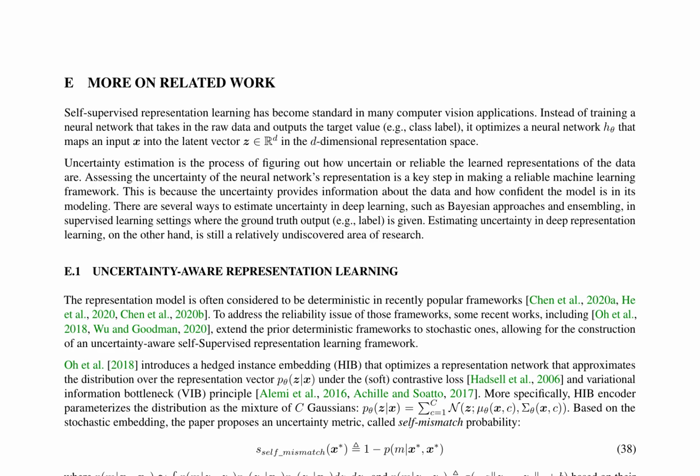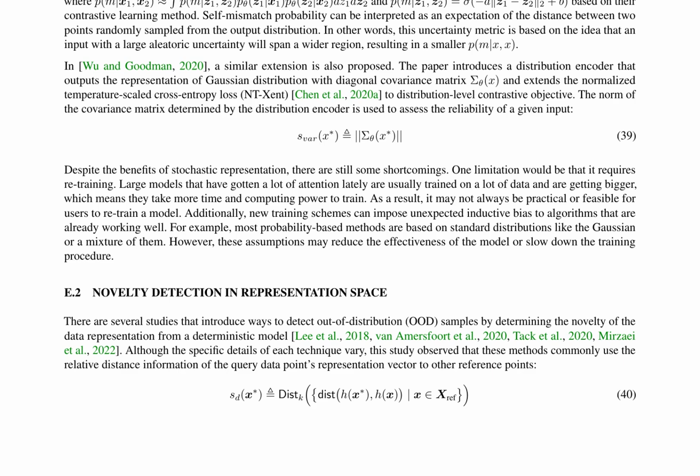frameworks. Oh et al. introduced a hedged instance embedding, HIB, that optimizes a representation network approximating the distribution over the representation vector p_theta(z|x), under the soft contrastive loss and variational information bottleneck principle. They proposed an uncertainty metric called self-mismatch probability, which can be interpreted as an expectation of the distance between 2 points randomly sampled from the output distribution.